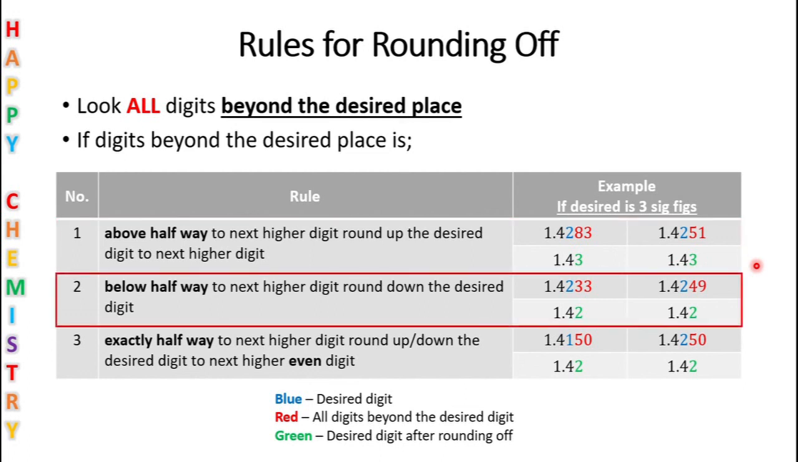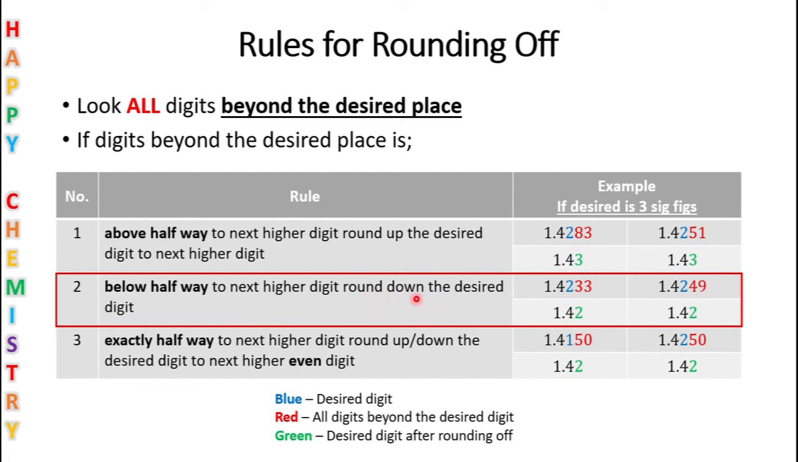The second rule is, if the digits beyond the desired place are below halfway to the next higher digit, round down the desired digit. I repeat, if the digits beyond the desired place are below halfway to the next higher digit, round down the desired digit.